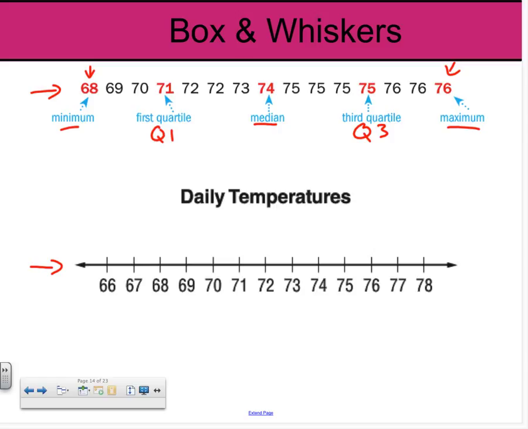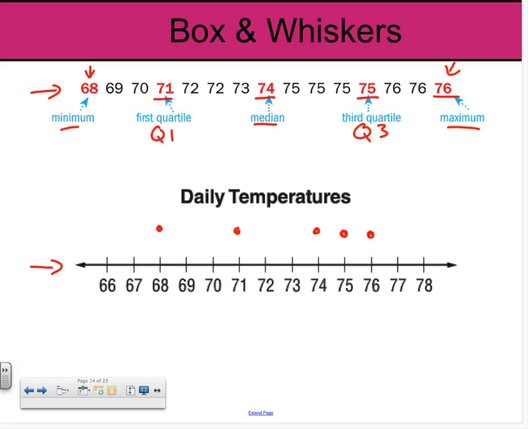So 68 is our minimum. We're going to place a dot above 68. 71 was our first quartile, so we're going to place a dot above 71. 74 is the median, so we place a dot above 74. 75 is the third quartile, so we're going to place a dot above 75. And then last but not least, we have a maximum of 76. So as you probably guessed by now, a dot above 76. So now we have 5 dots representing the 5-number summary.